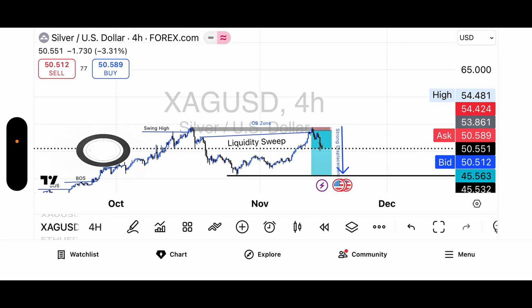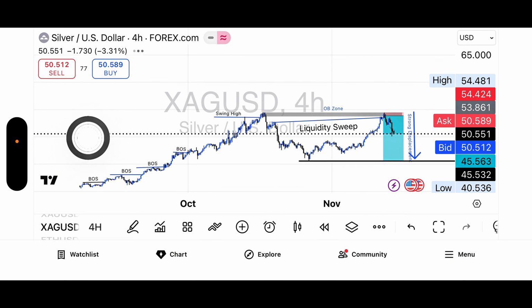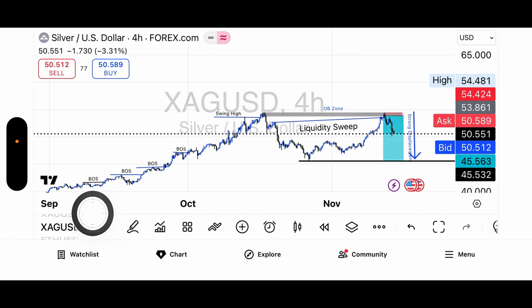So rule number 1, let's go back to our rule number 1: break of structure. The market must break a previous low and high. If this structure doesn't break, the order block is weak and unreliable. So on this XAGUSD, watch this break of structure. This is one break of structure. This is another break of structure. It's confirmed it is on a bullish pressure, right?